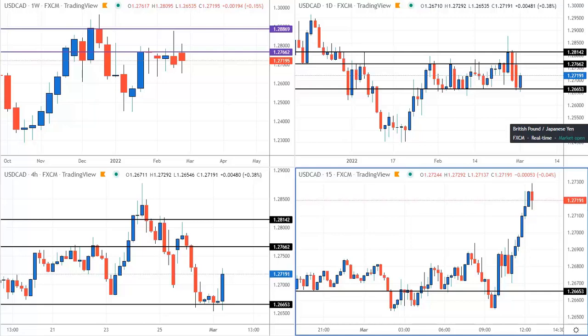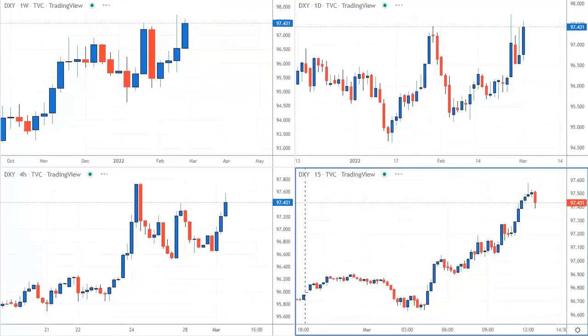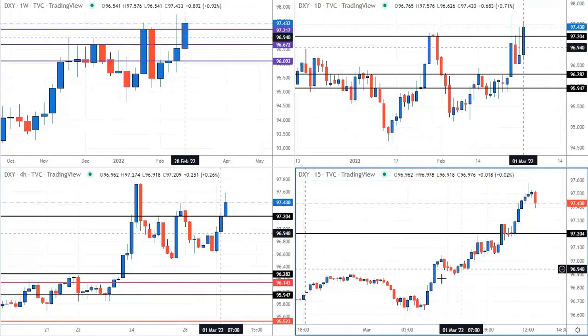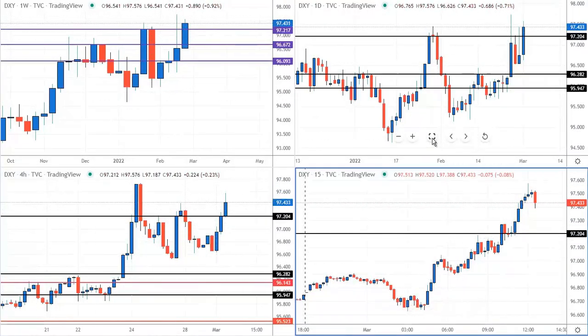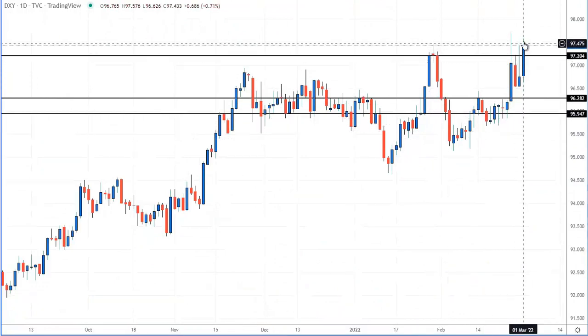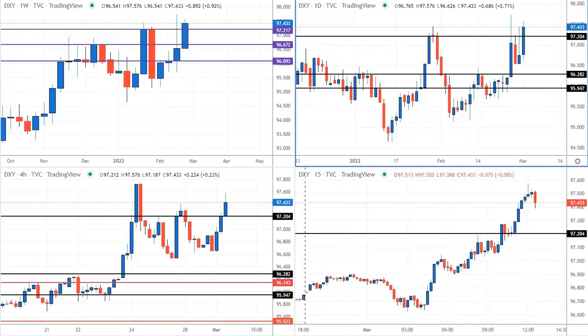You'll see a flight to safety into the US dollar. And if we have a look at the dollar index right now, look what it's done today. I mean, it's had this huge move up, with money moving into it. Here's the daily chart. Very, very strong move up. At the same time, we're seeing the stock market getting hit today.